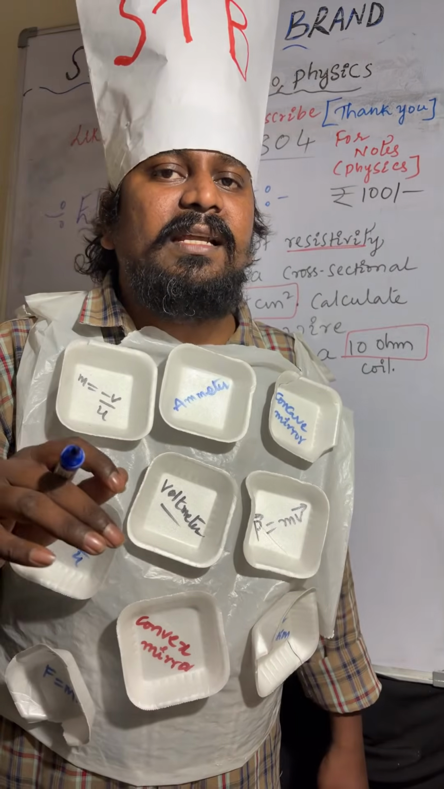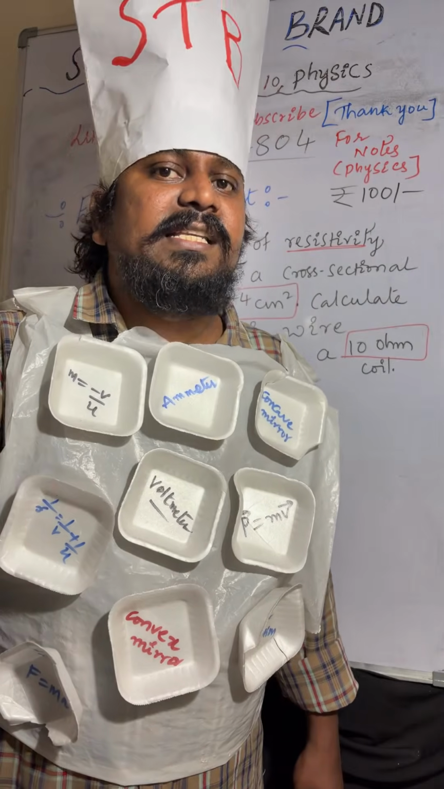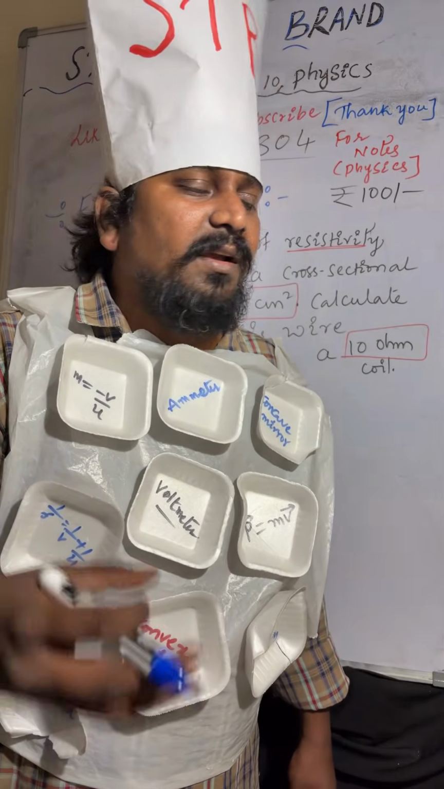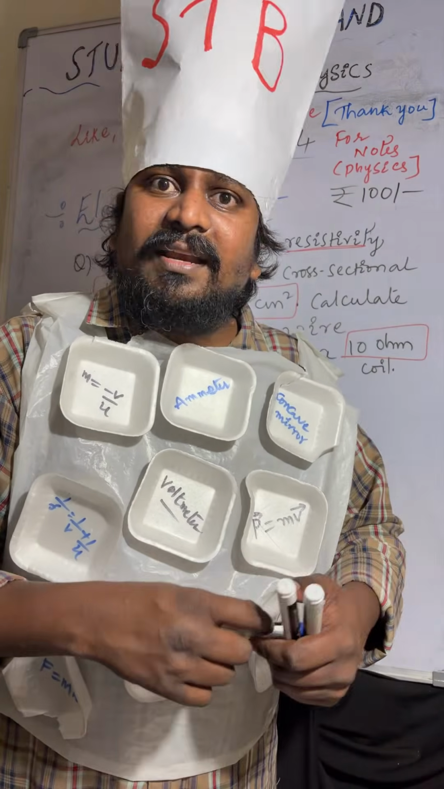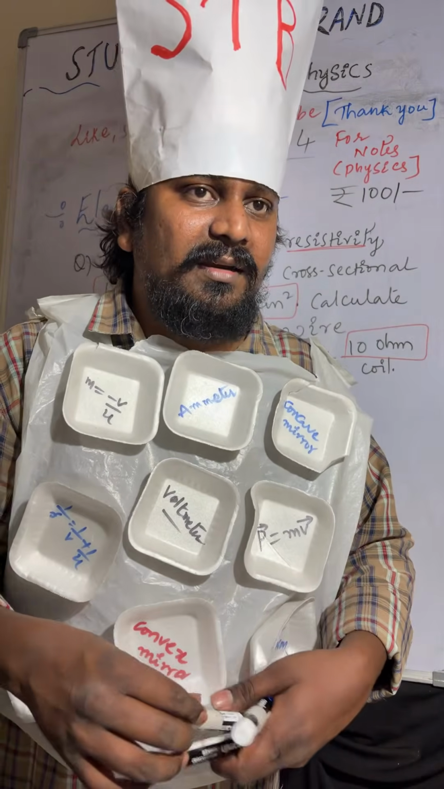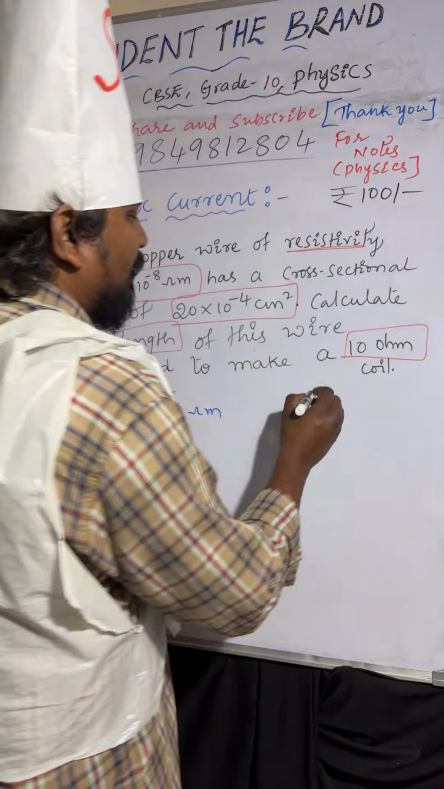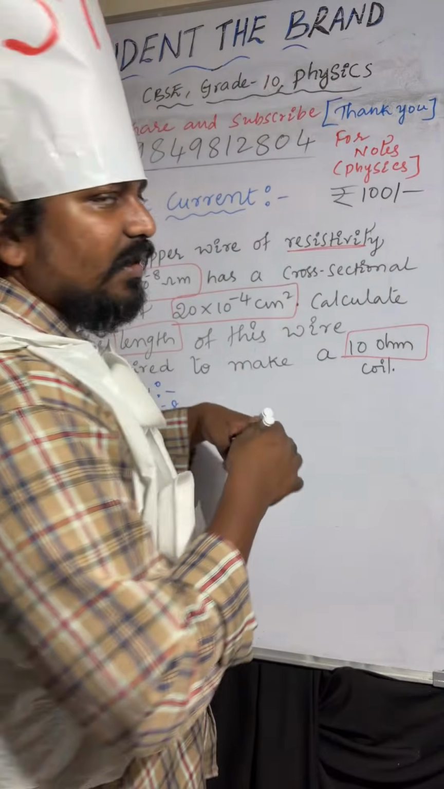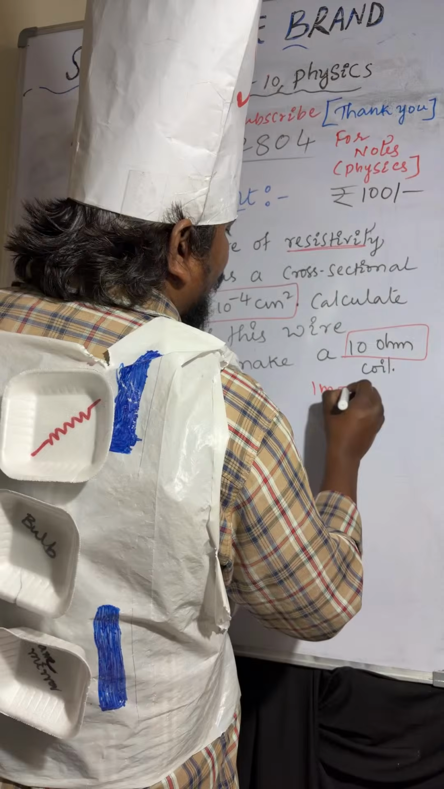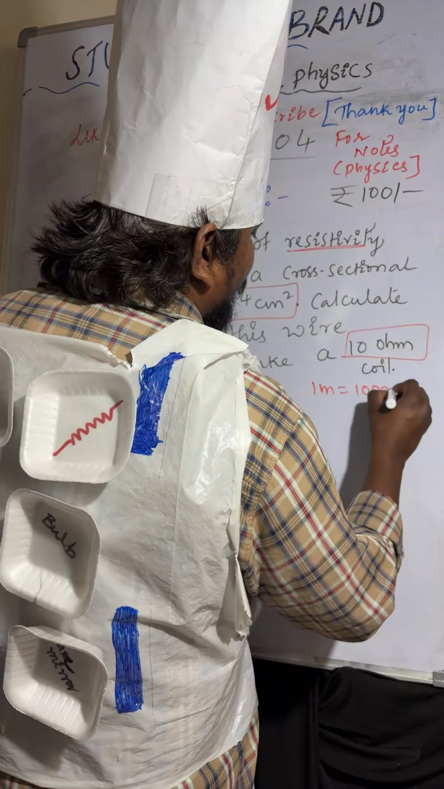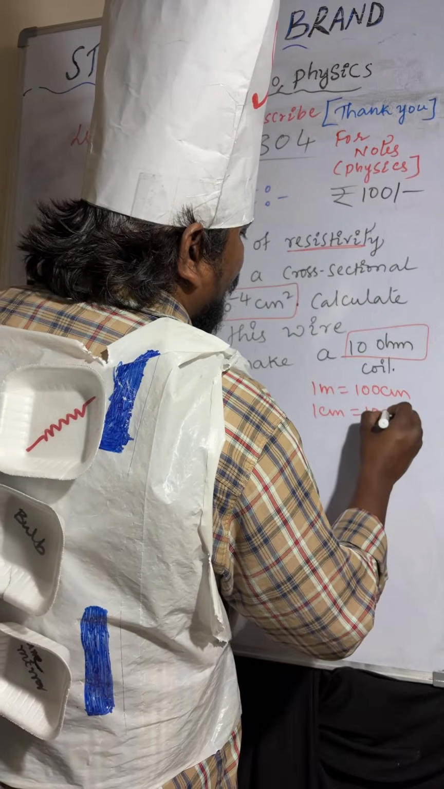And here you need to understand one thing. We have to check whether units are there in SI system or not. Okay, so they given in centimeter. Centimeter must be converted into meters. Note down this conversion: 1 meter equal to 100 centimeter. So 1 centimeter equal to 10 millimeter.